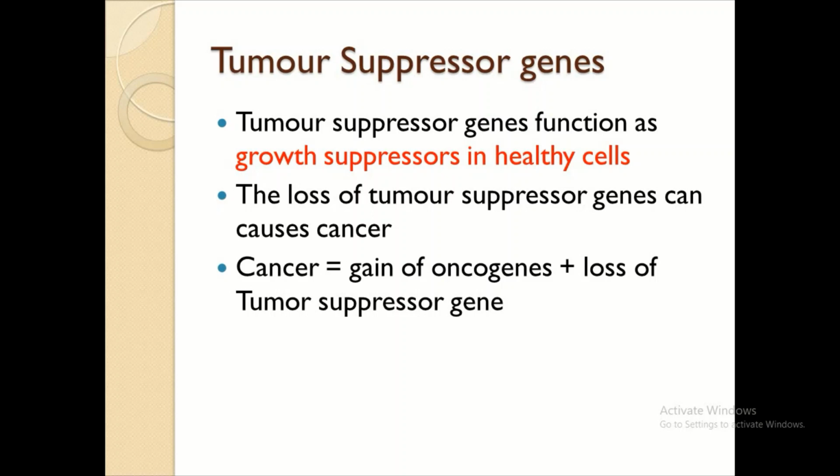Another class of cancer genes are the tumor suppressor genes. As I mentioned earlier, they suppress growth in healthy cells. They act as a brake. The loss of a tumor suppressor gene may also cause cancer, not only activation of a proto-oncogene. On the other end, when there is a loss of a tumor suppressor gene, that also can cause cancer. That's why cancer is defined as either a gain of oncogene or a loss of tumor suppressor gene.